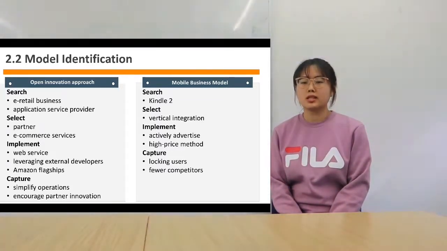For Amazon, Kindle 2 is a very important innovation product because Amazon set up the mobile business model to connect the e-reader devices with the storefront. During the search stage, Kindle 2 adopts a vertical integration strategy, which forces Kindle users to buy books from the Kindle store. In the implementation stage, Amazon actively advertised Kindle 2 and used a high price method to maintain its position in the market. Lastly, in the capture stage, Amazon's strategy of locking in users has brought a slow increase in benefits, and this method also leaves Amazon with few competitors in the ebook area.